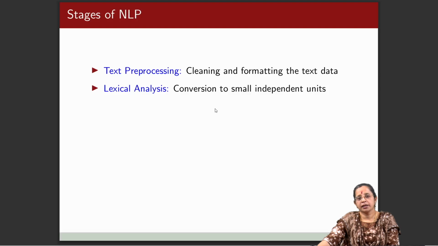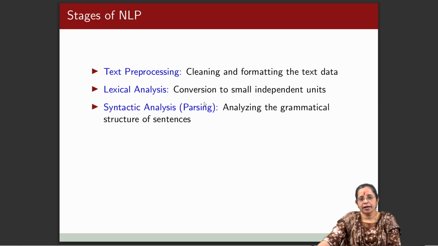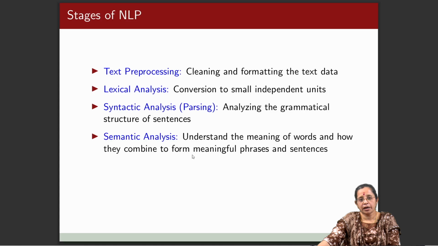Next one is lexical analysis. Here we will convert all the bigger sentences, or paragraphs, or documents, into small independent units. These we call tokens. Third one is the syntactic analysis, or parsing. How we are going to give the grammatical structure to each of the sentences. Here we will borrow the linguistic stuff. In both lexical and syntactic analysis, we will borrow the grammatical or the linguistic structure and align it with the computational side. The fourth one is the semantic analysis.